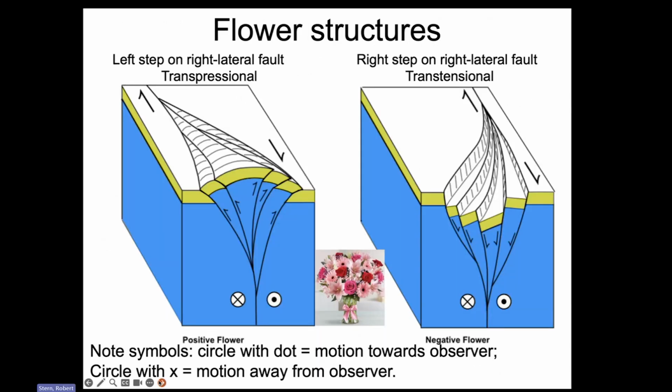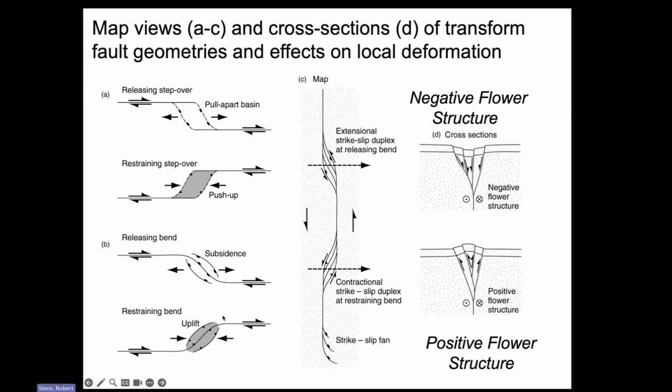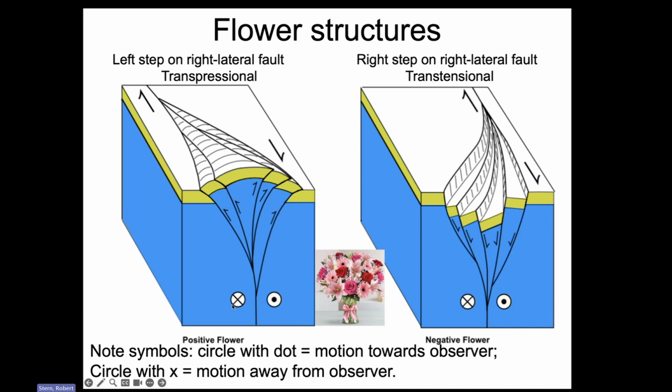All right, so here's another way to look at it. You know, here's obviously a left lateral system. No, I'm sorry, that's a right lateral system. So this is a left step on a right lateral system. And this is a right step on a right lateral system. And this is how we might see it. Oops, sorry. Right, there's our indicators of flow into the page and out of the page. And this is just another way to show these things.